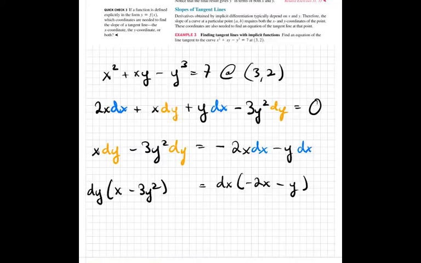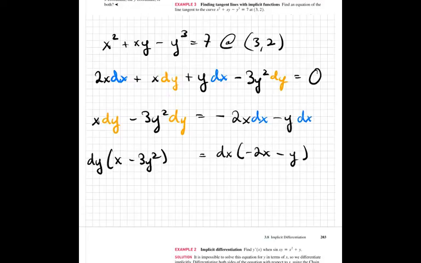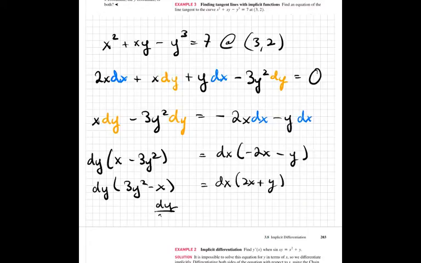Just for the sake of not having so many negatives, I'm going to distribute a negative into all the terms on the left and the right. So on the left, we're going to have dy times 3y squared minus x. On the right, we're going to have dx times 2x plus y. Okay. So then now our dy by dx is going to be 2x plus y divided by 3y squared minus x.